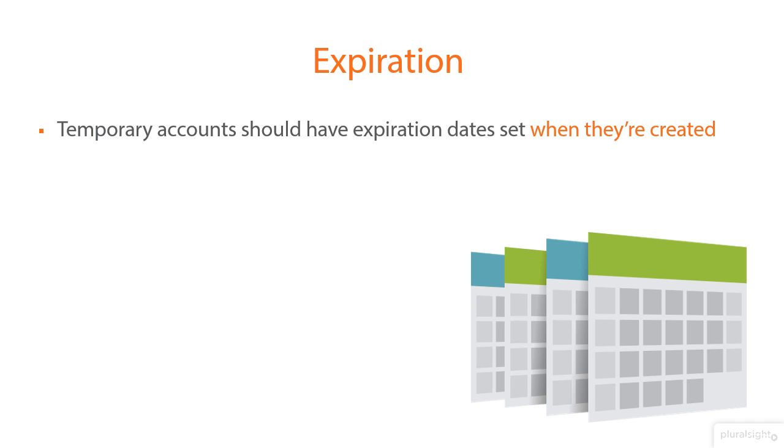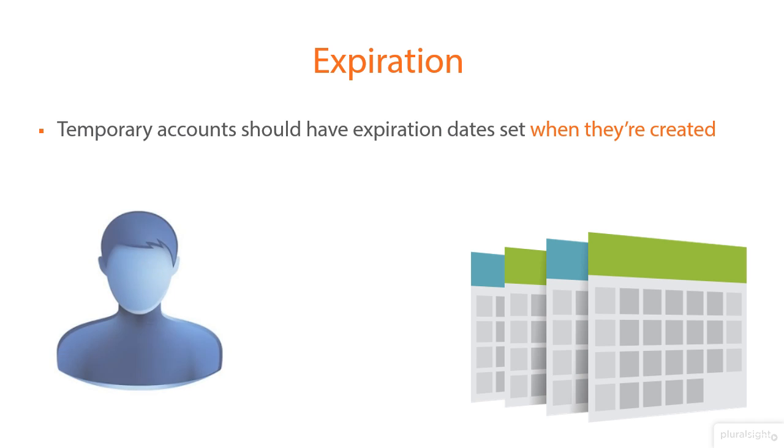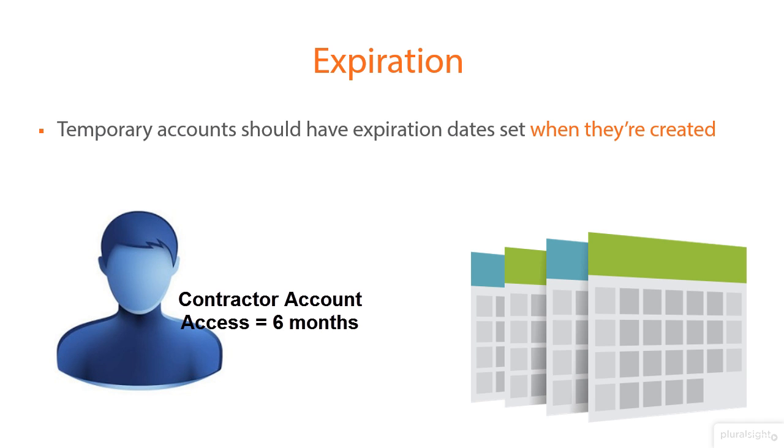So if we do that in an automated fashion and say, okay, every user account that we create, if it's a temporary or a contractor account, as an example, we're going to give them 30 days or maybe 3 months or 6 months of access. At that point, it automatically disables unless we extend.